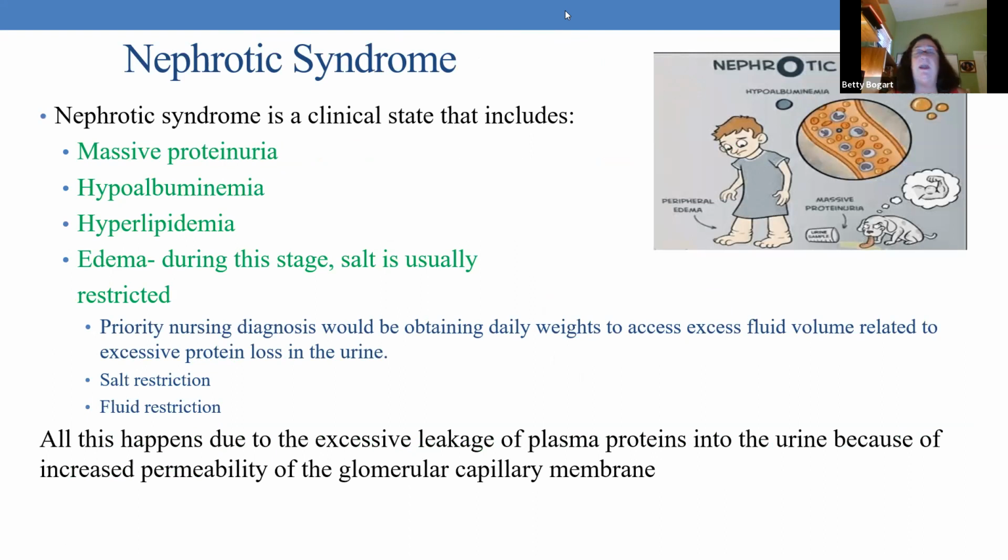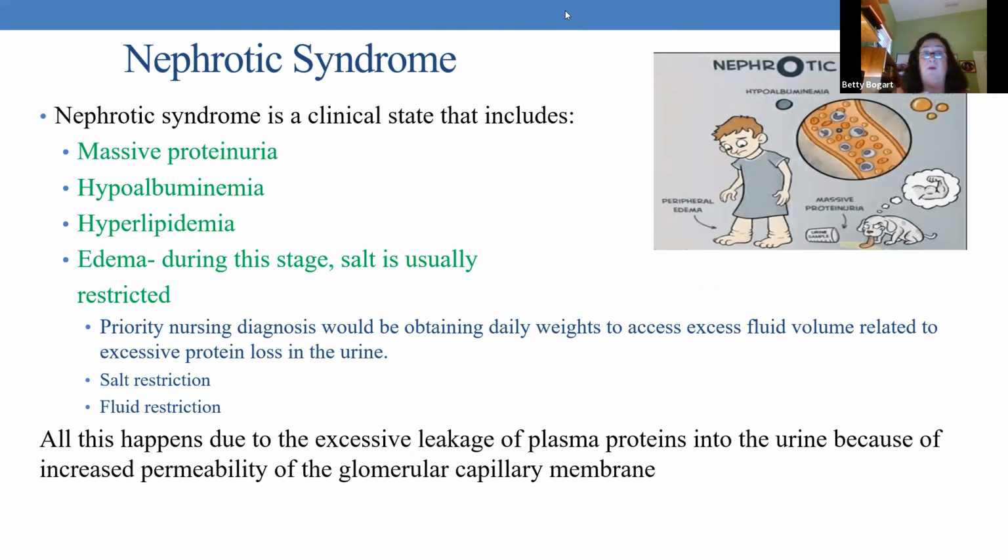You're urinating well, but the kidneys say, hey, protein, I don't like you, and they keep getting rid of you. So protein is gone from everywhere. What does that mean? Well, you're going to see massive proteinuria. So your urine is 4+ protein.